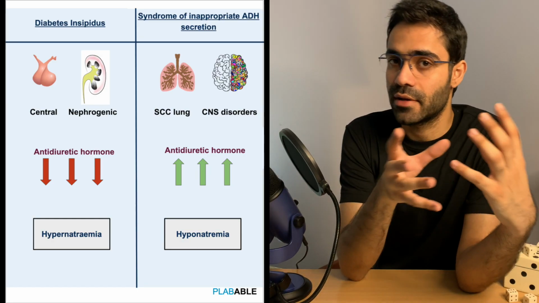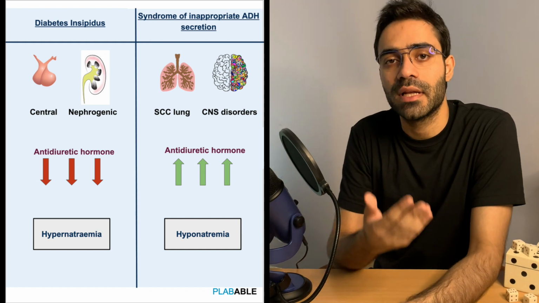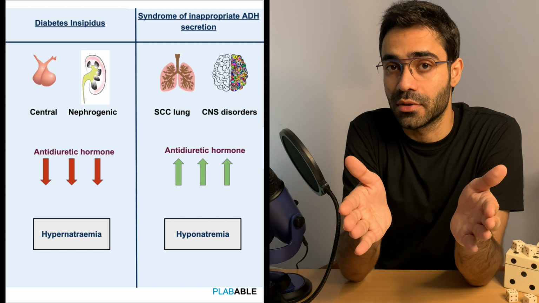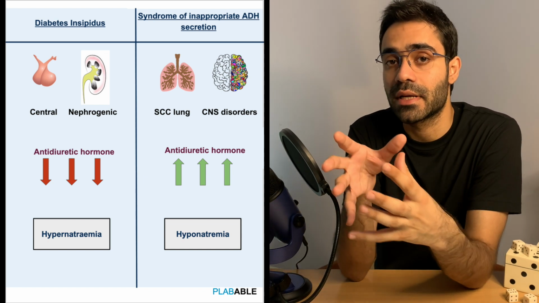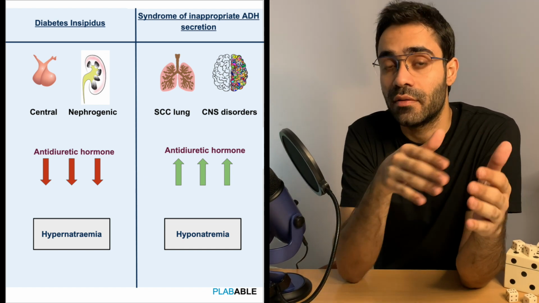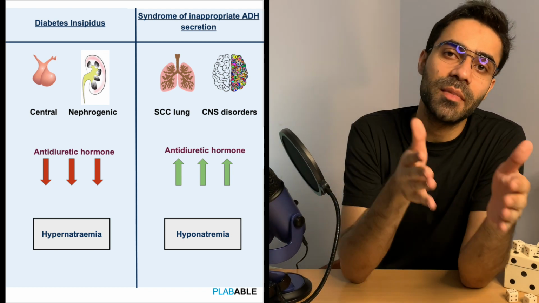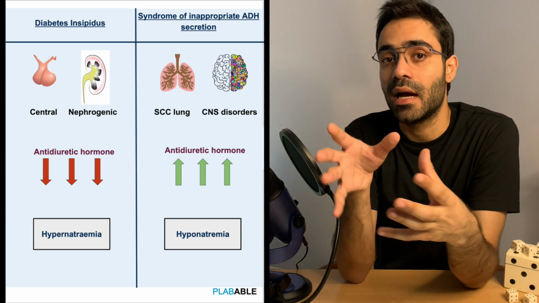Now our next topic is syndrome of inappropriate ADH secretion, or SIADH, which is the opposite of what we have just talked about, that is diabetes insipidus. Diabetes insipidus is characterized by deficiency of antidiuretic hormone, whereas in SIADH there's excessive production of antidiuretic hormone, which leads to concentrated urine and retention of a lot of water in the distal renal tubular cells, which leads to systemic fluid overload and hyponatremia.